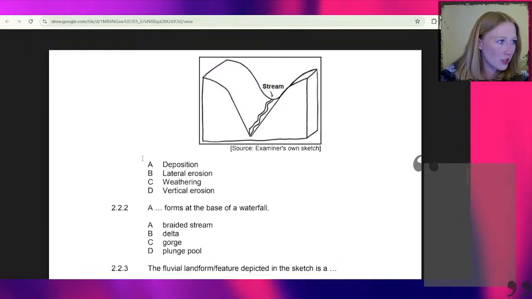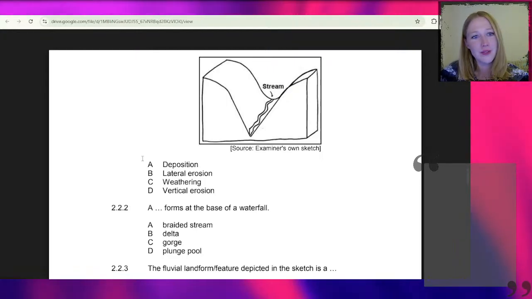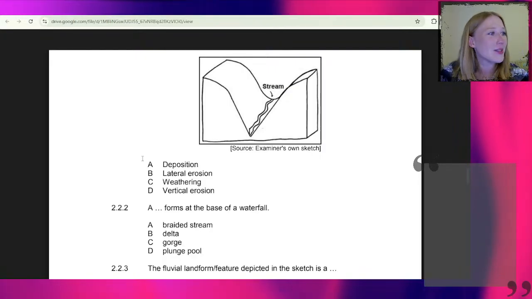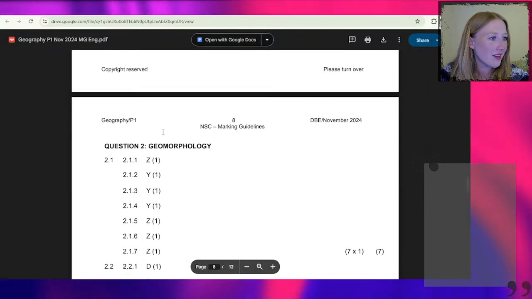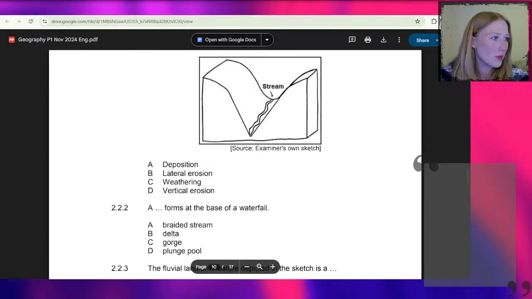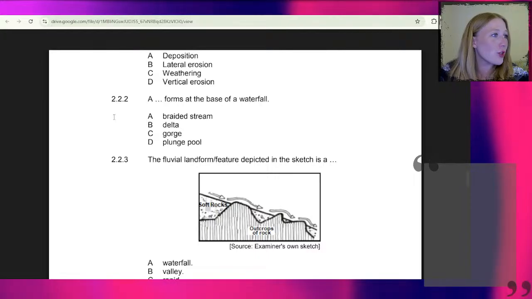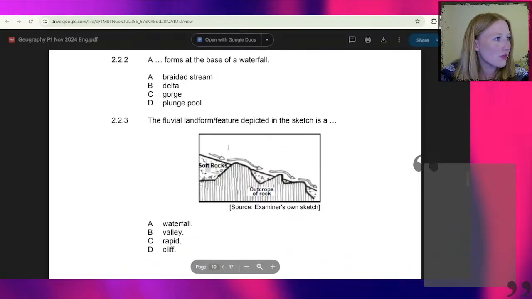Okay, a what forms at the base of a waterfall? Plunge pool. Okay, that one we just actually have to know. We didn't have anything to work on for that. Okay, at the bottom of the waterfall, we have a plunge pool. D, wait, was that D? Yes, D, yay.